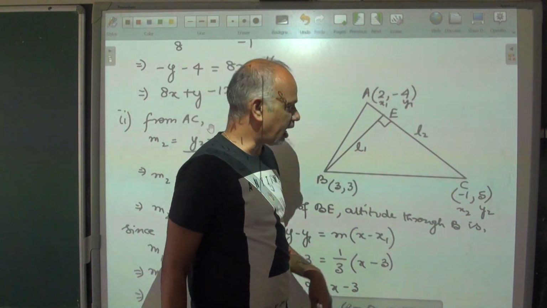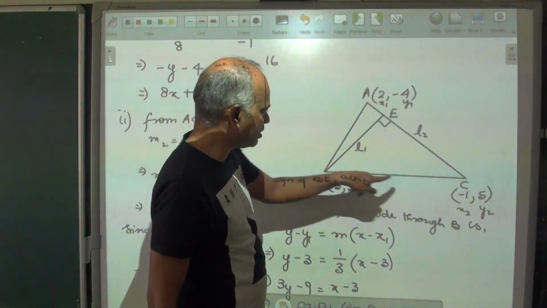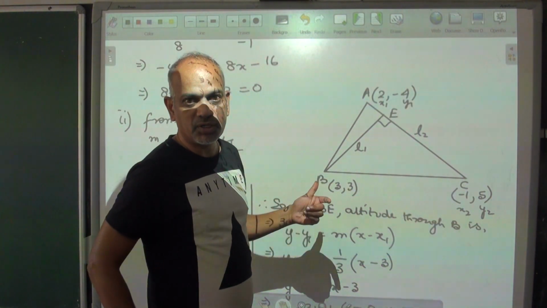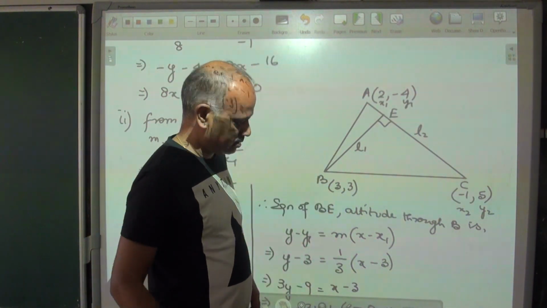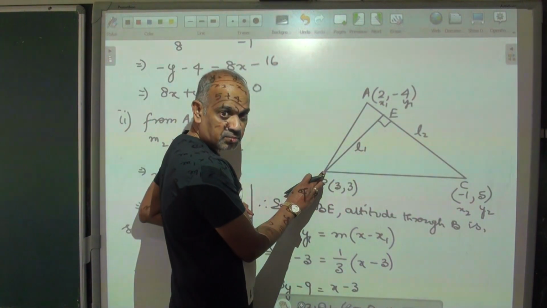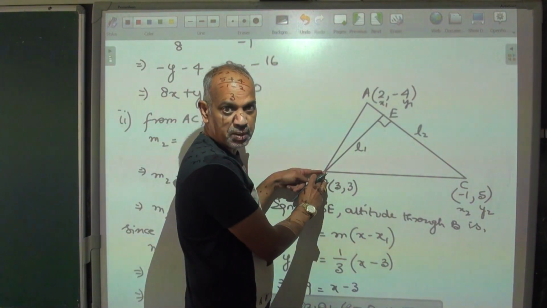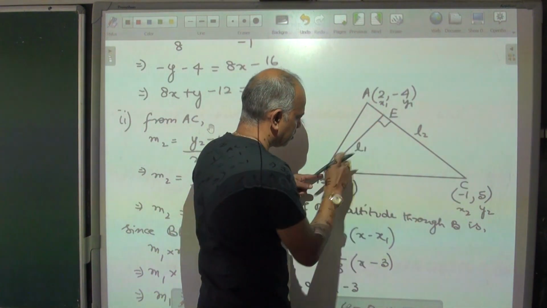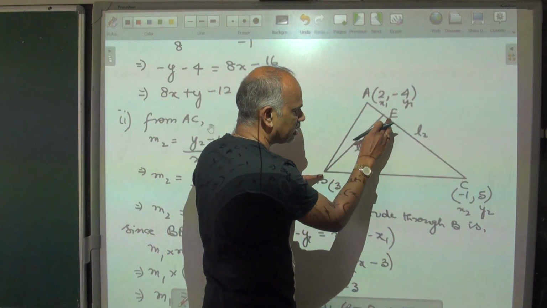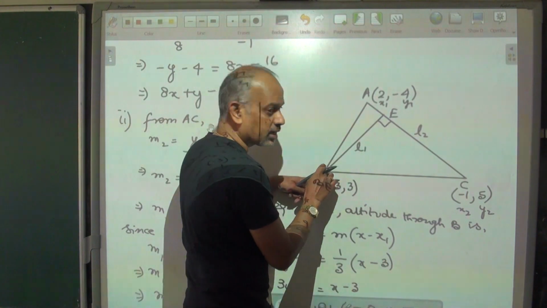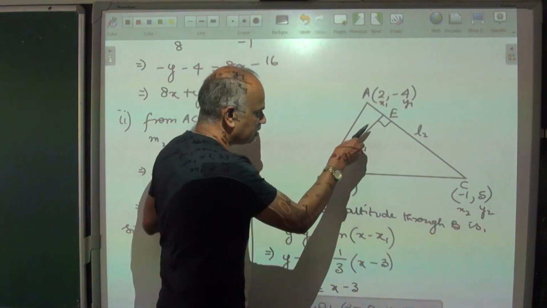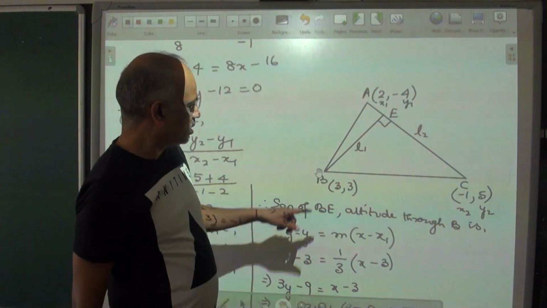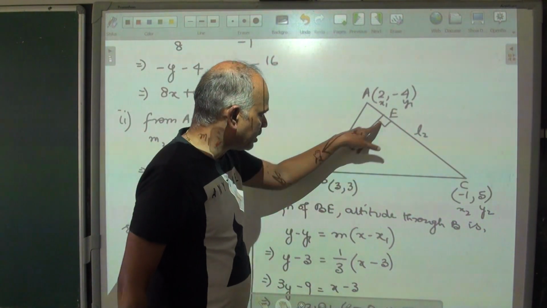I have drawn the same triangle again. A, B, C are known. The question is, you have to find the equation of the altitude through B, which means the altitude starts from B. Altitude means perpendicular height. So I have drawn a perpendicular line to the opposite side. This line and this line are perpendicular to each other. This is the altitude. BE is the altitude. So you have to find the equation of BE.